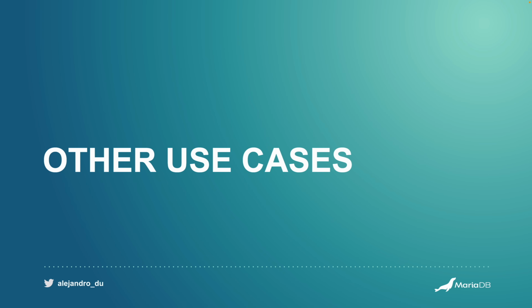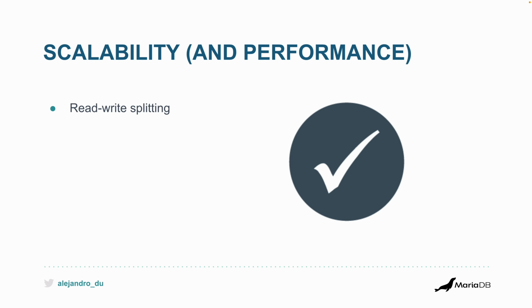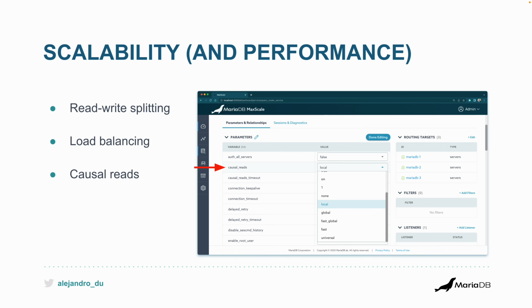Now let's see some other use cases for database proxies, because there are many. First, let's start with scalability and performance. We already saw read-write splitting. We saw load balancing. The database proxy can do these two automatically for you. There's something called causal reads. So when you write data, it goes to, say, the primary, and it could take an instant to get replicated to the other node.